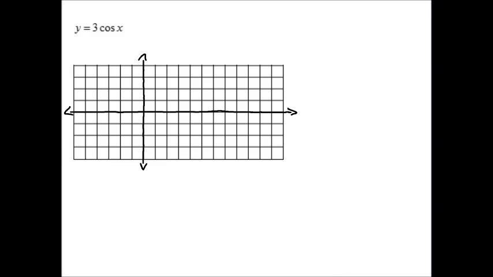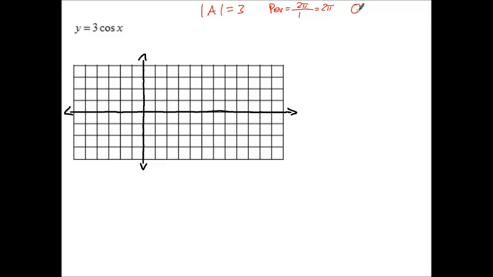And here goes our first example. Y is equal to 3 cosine of x. So let's first find our amplitude and period. The amplitude, the absolute value of A, is equal to 3, and the period is 2 pi divided by the coefficient of x, which is 1, so 2 pi over 1, or just 2 pi.